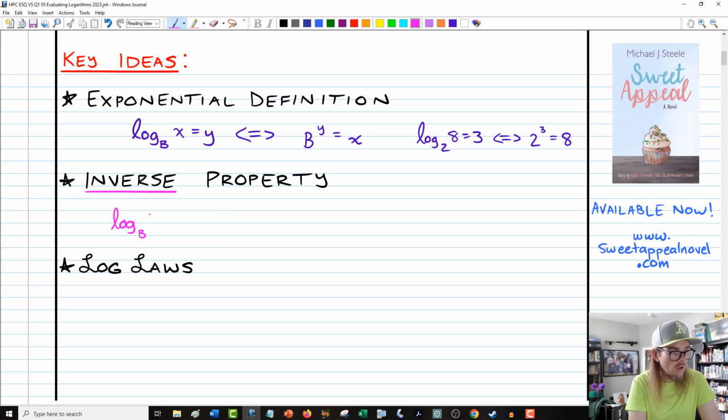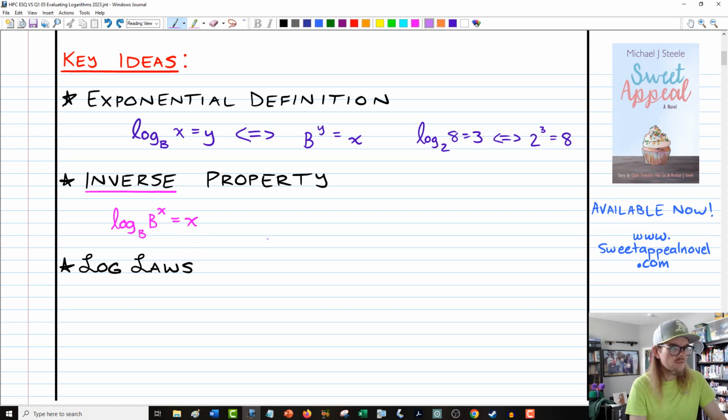We'll have something like log base b of b to the x is equal to x. So the idea here, as you can probably see, is that log base b and b to the power undo each other, and we're just left with the exponent. So that is one directional version of the inverse property.